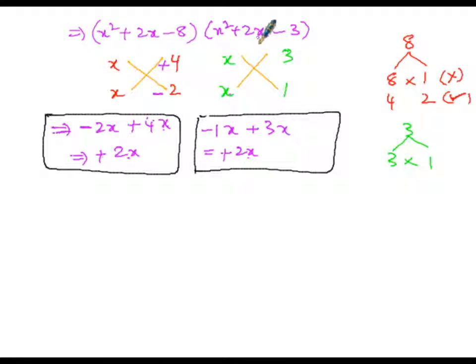Now cross multiply: x into 3 is 3x, which is positive. Cross multiply here, 1 into x is 1x, and 1x is negative. Now while writing the factors, horizontally we write the first factor as x plus 4, the second factor as x minus 2, the third factor as x plus 3, and the fourth factor as x minus 1.